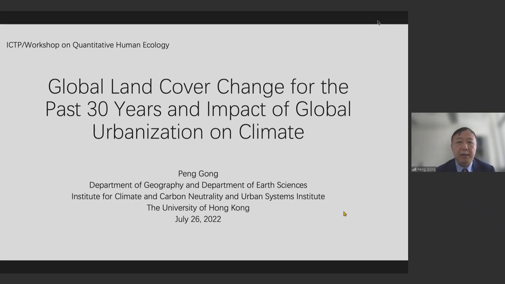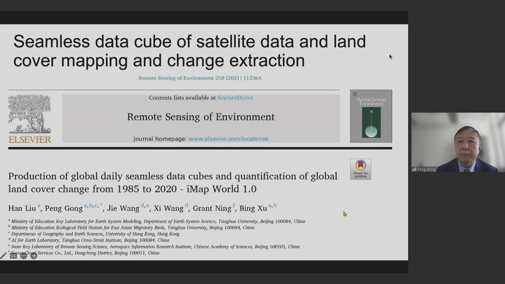So my topic today is to present more or less four pieces of work, basically. They are somehow related. The first one is about a seamless data cube of satellite data construction. And then from this, we can do all sorts of information extraction. In this case, I present you land cover mapping and change extraction. This is a paper published last year in Remote Sensing of Environment. We call this product set GLC-IMAP World 1.0.